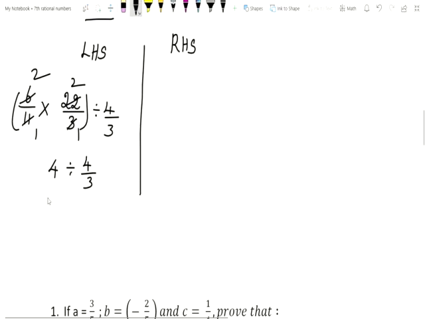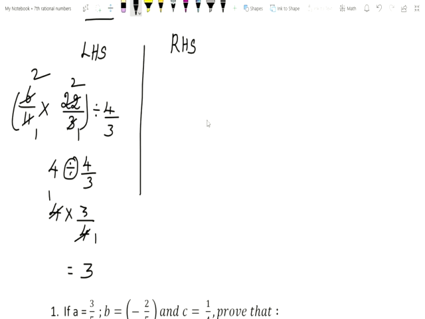So here what will you get? 4. This division I am going to change to multiplication, so I have to take the reciprocal of the second term. The reciprocal of 4 by 3 is 3 by 4. 4 ones are 4, 4 ones are 4. So what is the answer children? 3 is the answer.